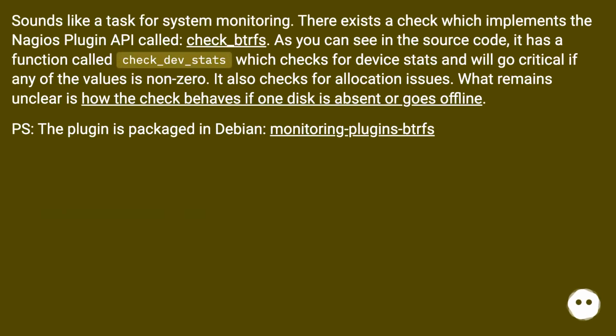Sounds like a task for system monitoring. There exists a check which implements the Nagios plugin API called check_btrfs. As you can see in the source code, it has a function called check_dev_stats which checks for device stats and will go critical if any of the values is non-zero. It also checks for allocation issues.